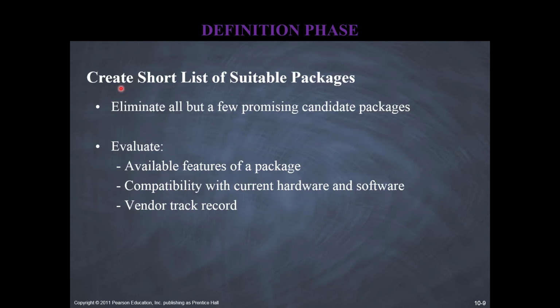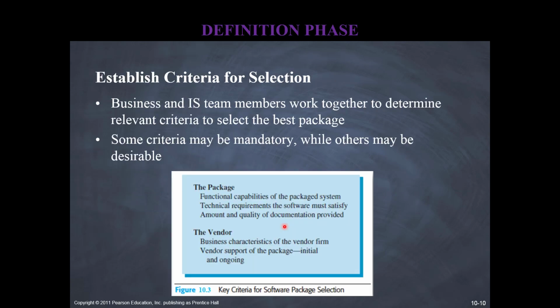Then you can create a short list of suitable packages, eliminate all but a few promising candidate packages, and then evaluate available features of those packages that are included in this limited list, compatibility with current hardware and software, and also vendor reputation or vendor track record. Because as I mentioned previously, when you're deciding to buy or purchase a software, you're also investing into the relationship with a particular software vendor. So this needs to be evaluated at that stage as well.